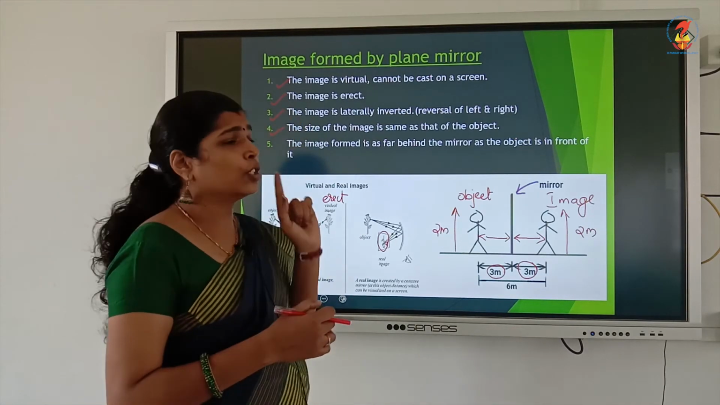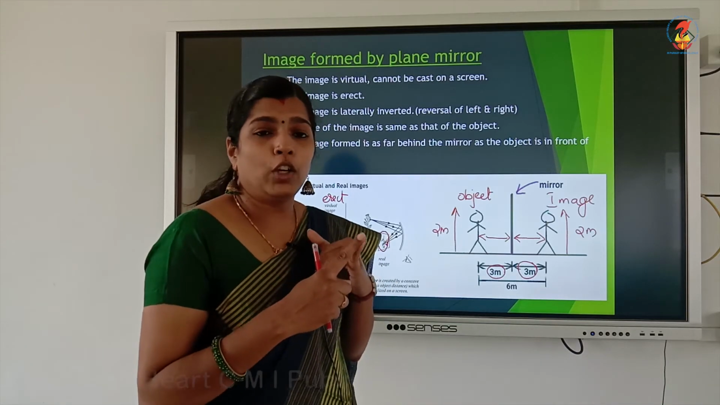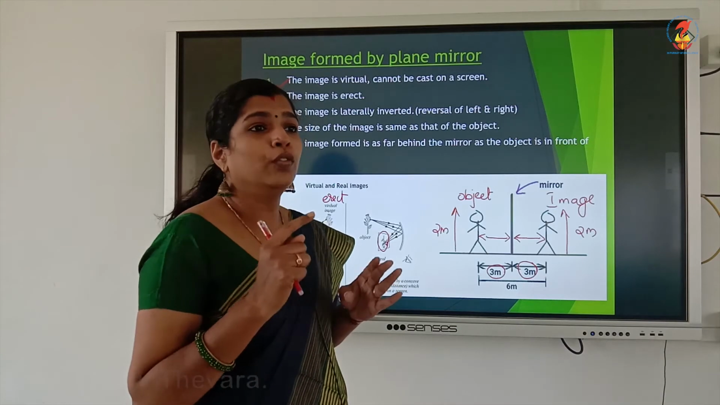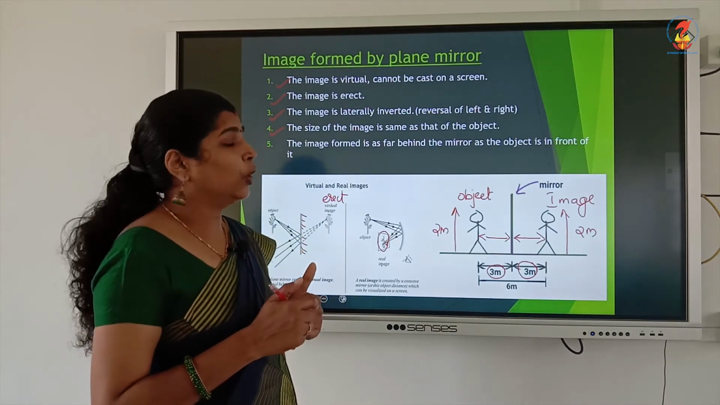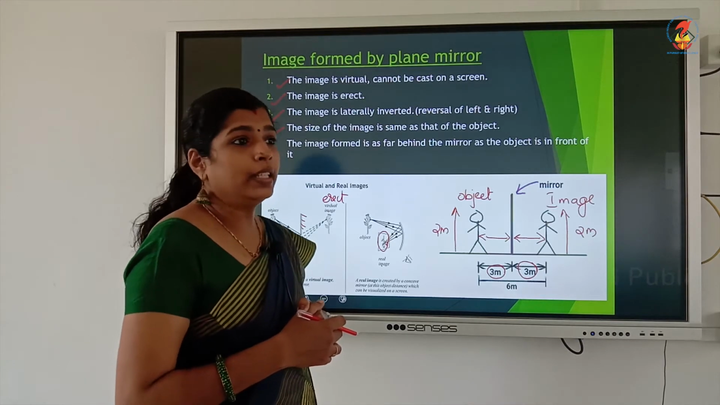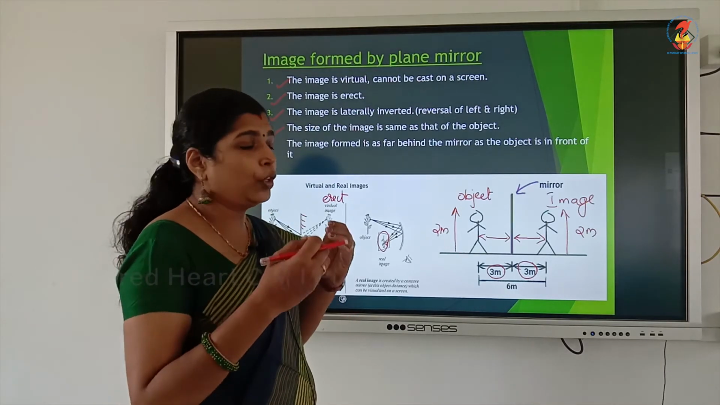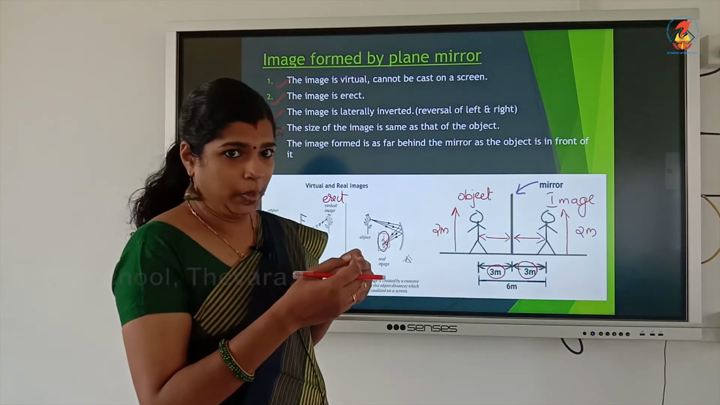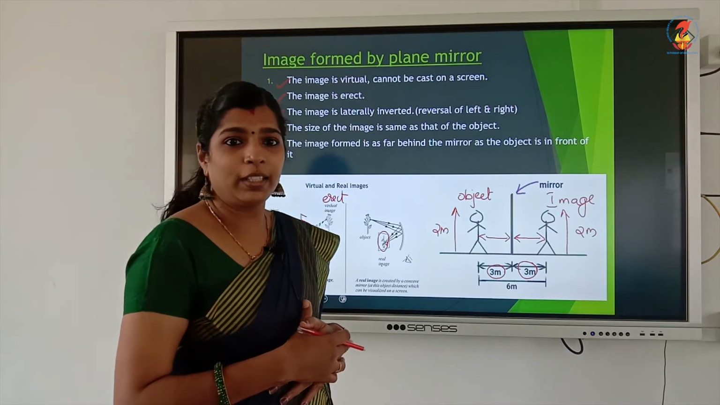So these are the characteristics of the image formed by a plane mirror. First one, it is virtual, which means we will not be able to cast it on the screen. Second one, it is erect. Third one, it is laterally inverted. Fourth one, the size of the image is the same as that of the object. Fifth one, the image is as far behind the mirror as the object is in front of the mirror. So if you stand very close to the mirror, the image is also very close to the mirror. If you are standing far away from the mirror, the image is also far away from the reflecting surface.